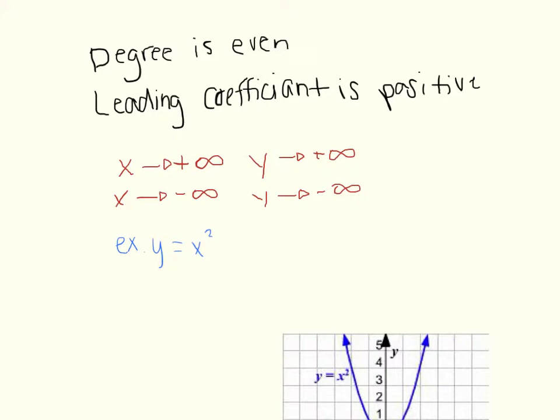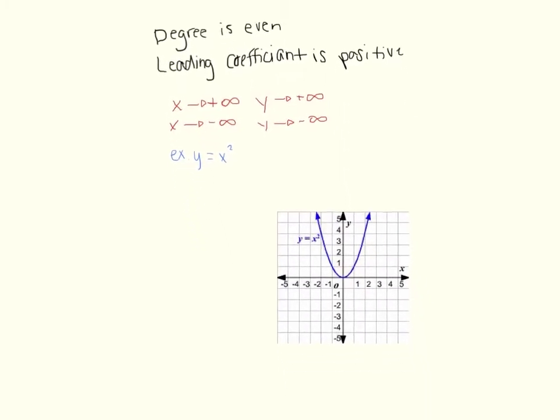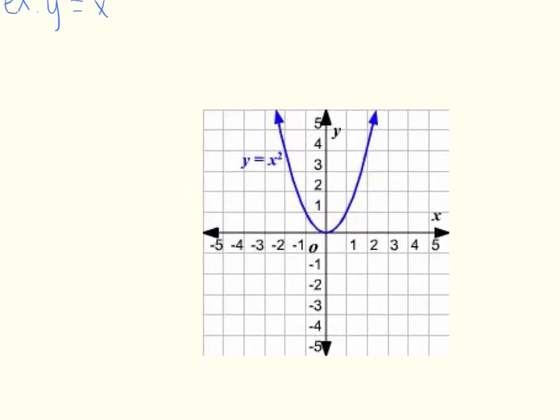When the degree is even and the leading coefficient is positive, as x approaches positive infinity, y approaches positive infinity. And when x approaches negative infinity, y approaches positive infinity, as in this example, y equals x squared. Here is the graph. And it looks like both arms are positive, or a positive parabola.